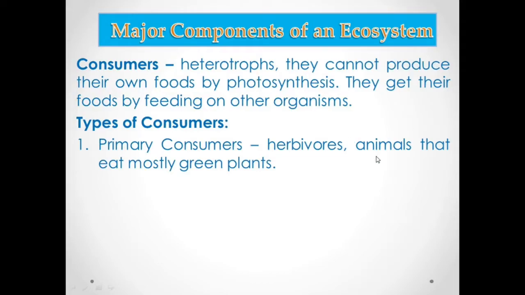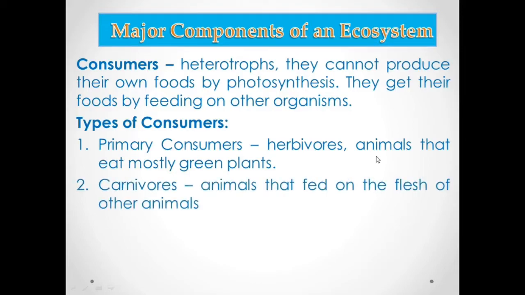Animals that eat mostly green plants are what we call herbivores, or plant eaters. Examples are caterpillars, giraffes, and zooplankton. Zooplankton are the ones that feed on the phytoplankton, which I already discussed earlier. The phytoplankton are microscopic organisms capable of producing their own food, and they float or drift on the surface of the water or in the ocean. The zooplankton are the tiny sea animals that feed on the phytoplankton.